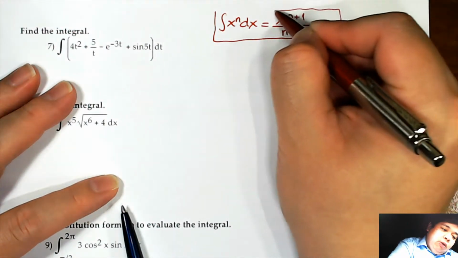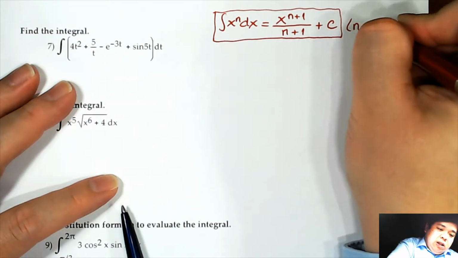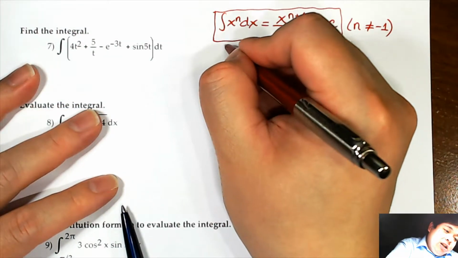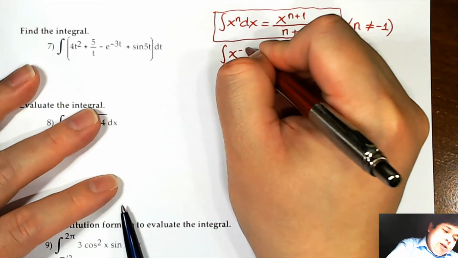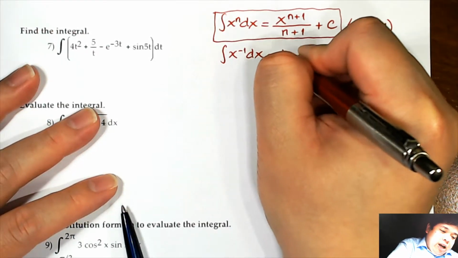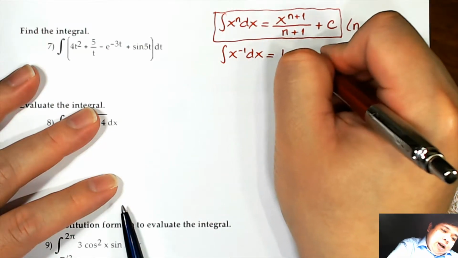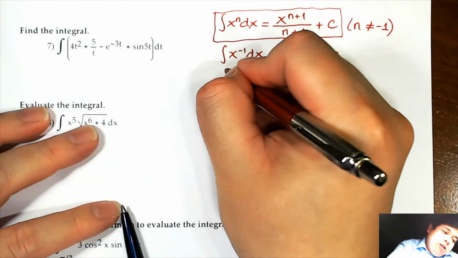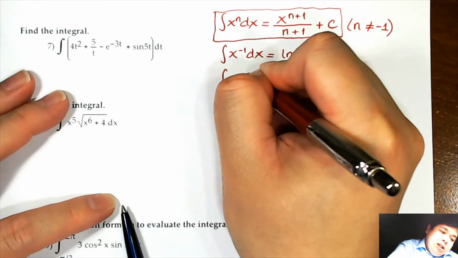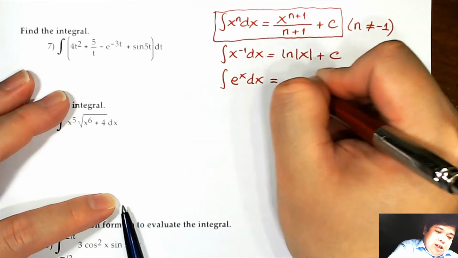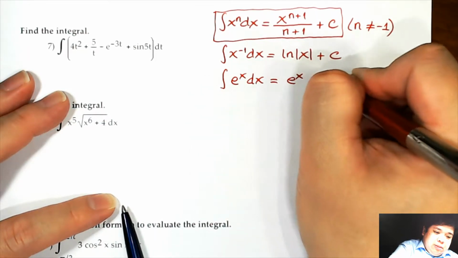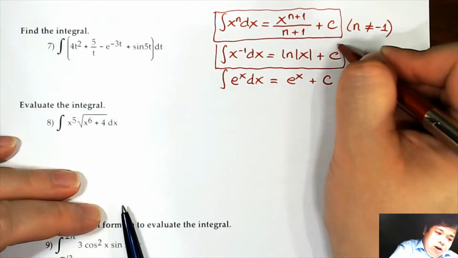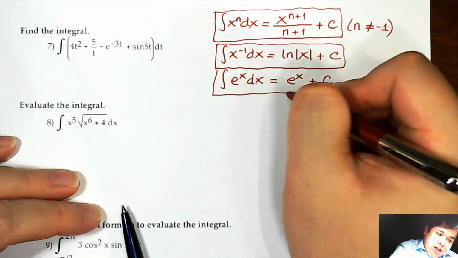It works for any power not equal to -1. If it is equal to -1, then we will have the ln of absolute value of x plus c. Right, and then exponential e to the x gives us the same thing. Right, and then on the trig functions, I'm not going to write all of them, but here are the few things.